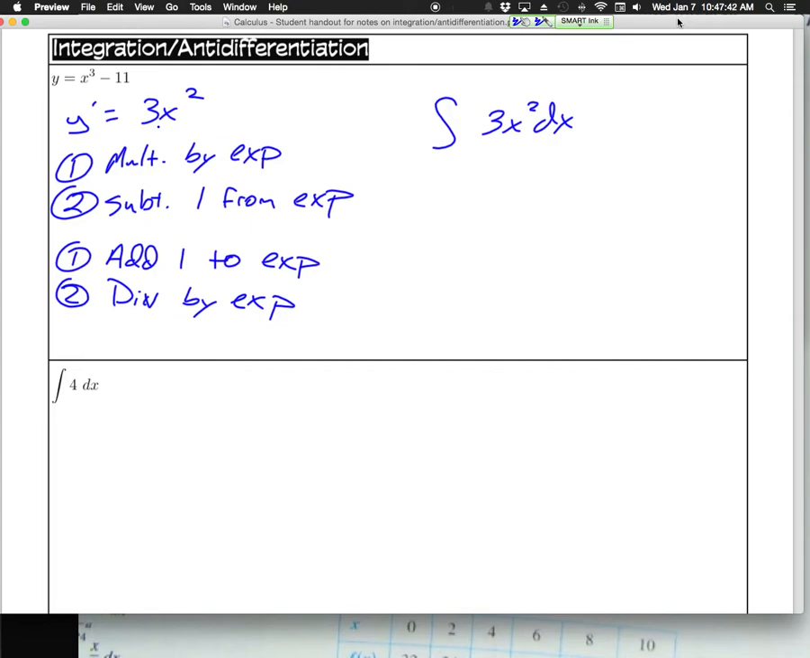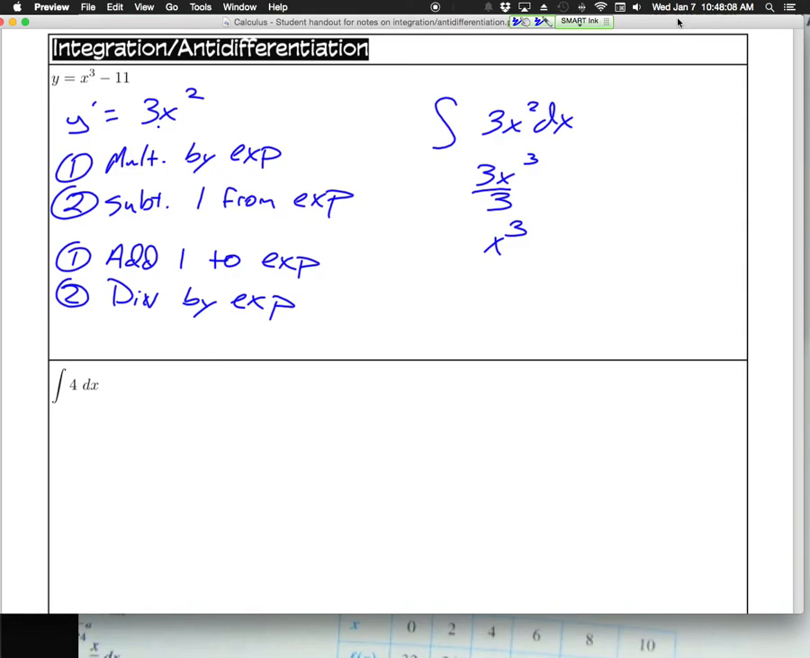What do you do with the s? That tells you what you're doing. That means anti-differentiation. Yes, that means I want to find the antiderivative of what's inside. Okay, add 1. So first thing I want to do is add 1 to the exponent. And the second thing we want to do is divide by the exponent. And if I reduce that, I get x cubed.